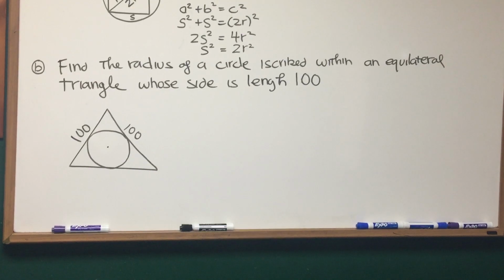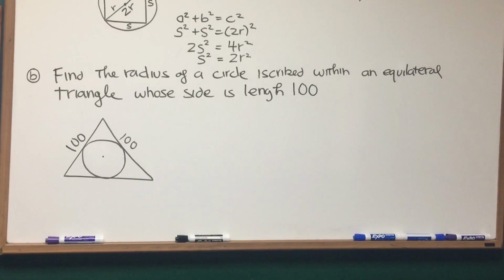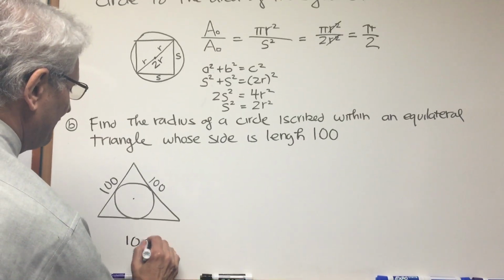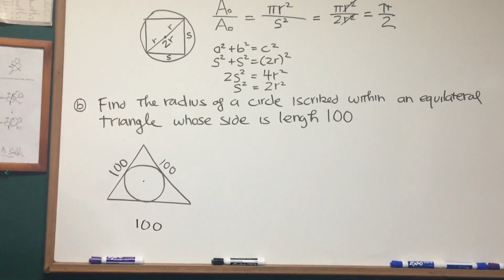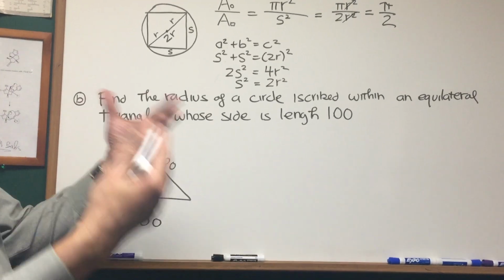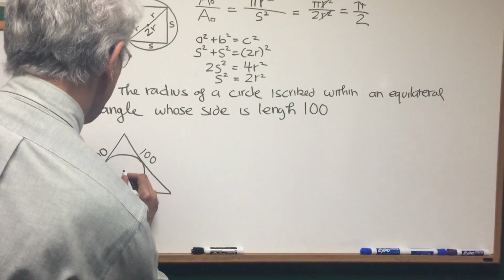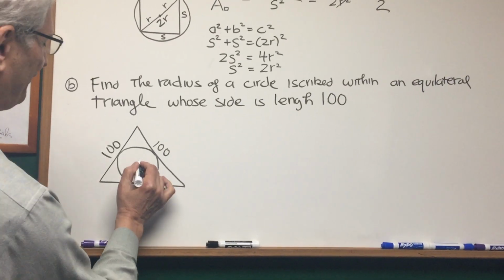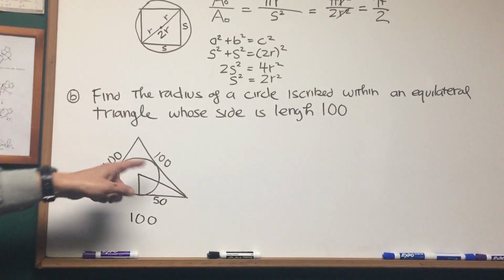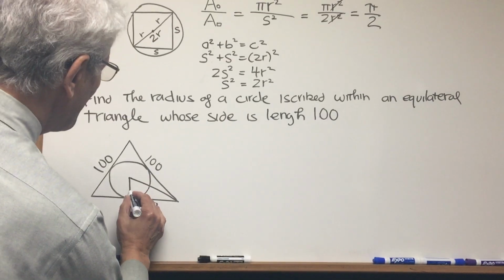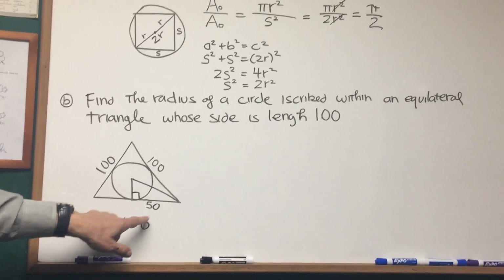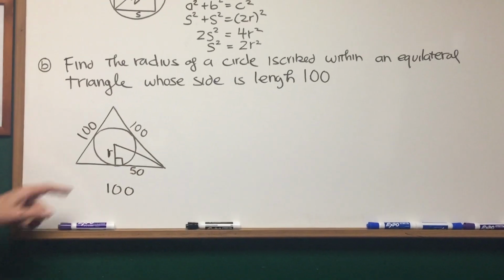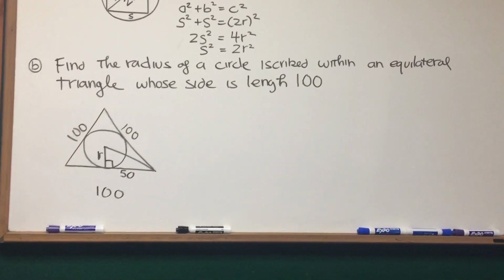Find the radius of a circle inscribed within an equilateral triangle whose side length is 100. So here's my equilateral triangle, an equilateral triangle being a triangle in which all three sides are equal. So here's my inscribed circle, and given the nature of the symmetry of the figure, I'm going to drop this perpendicular, and I know that's going to cut this side in half. So this is going to be 50, and there is a triangle that I form from dropping that perpendicular. So what I'm looking for is this side. We'll call that r. We're looking for the value of r. Find the radius of that inscribed circle.